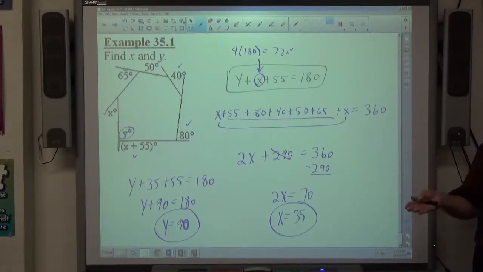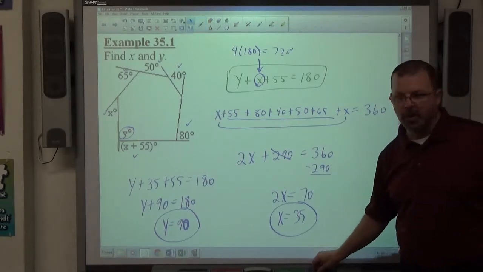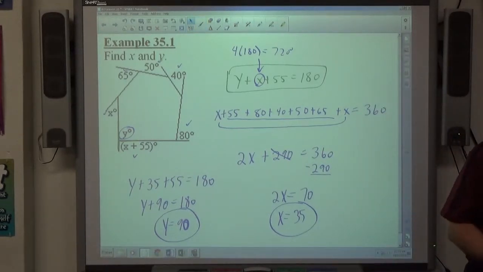Typically on your standardized test, it's going to say figures are not drawn to scale. Okay, that's just telling you if it looks like something, don't assume it. You have to know some algebraic property that allows you to say that to be true. So x equals 35, y equals 90 in the case of that one.